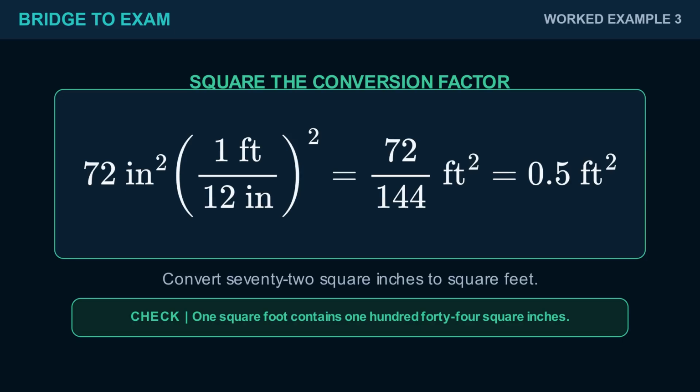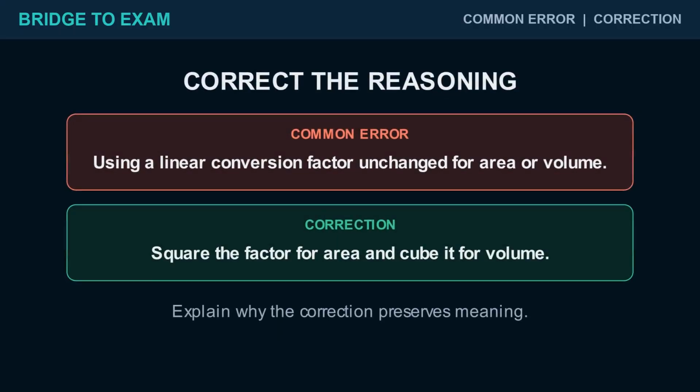Worked example 3. Convert 72 square inches to square feet. Because area is two-dimensional, square the conversion factor. 72 divided by 144 is 1/2 square foot. Check. 1 square foot contains 144 square inches.